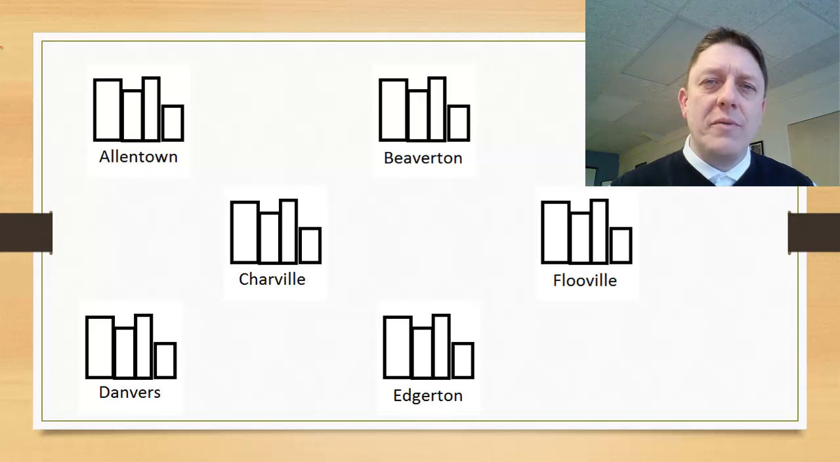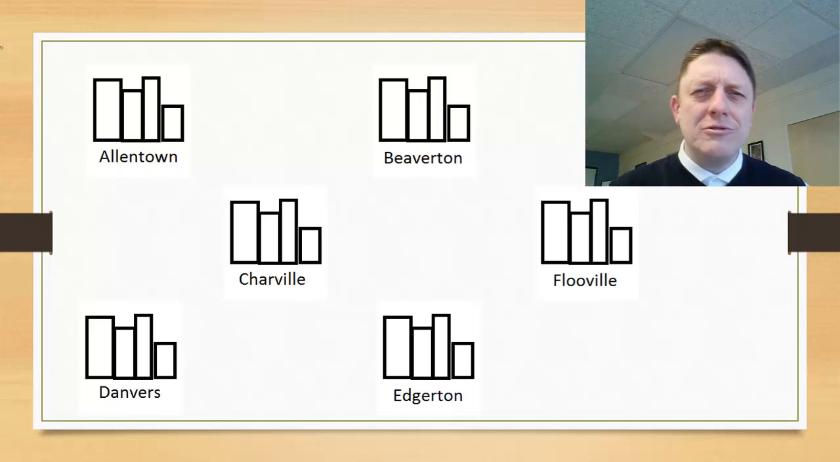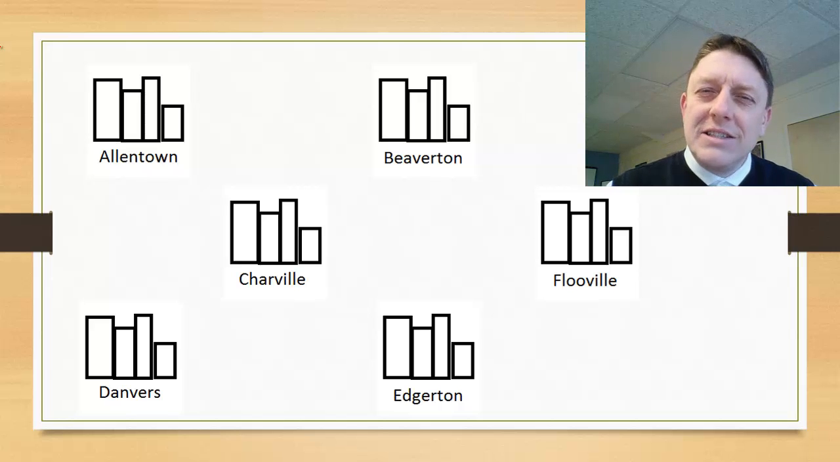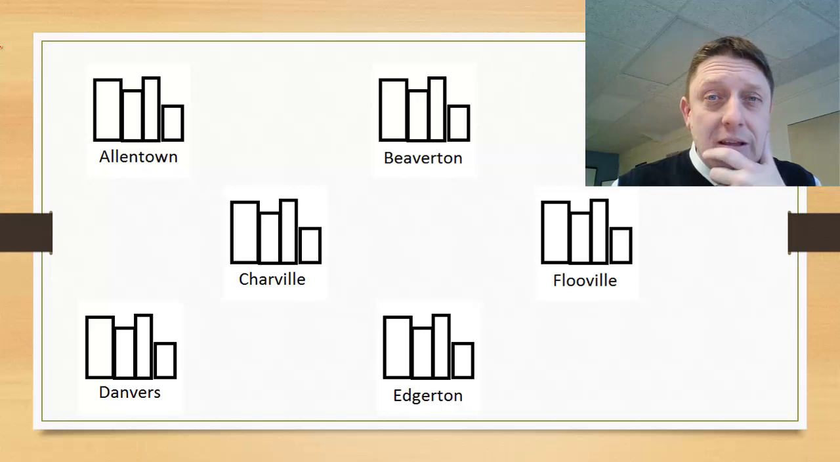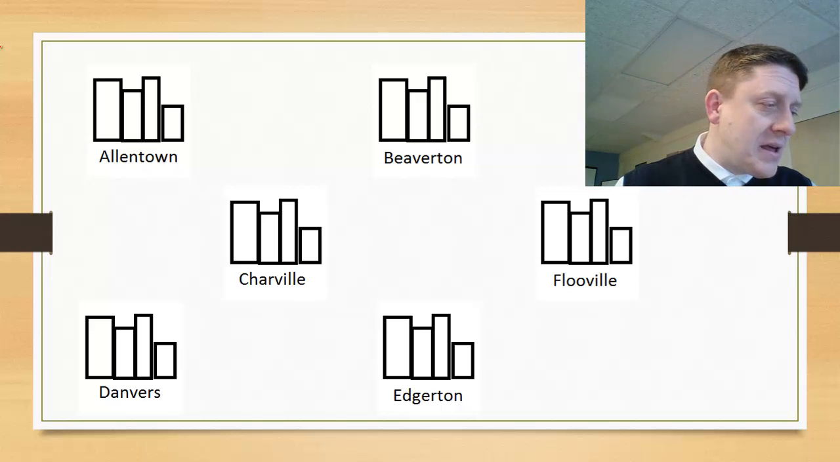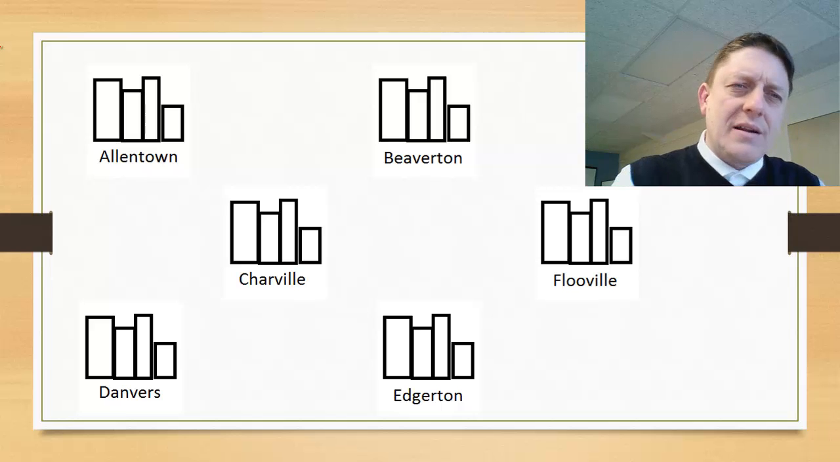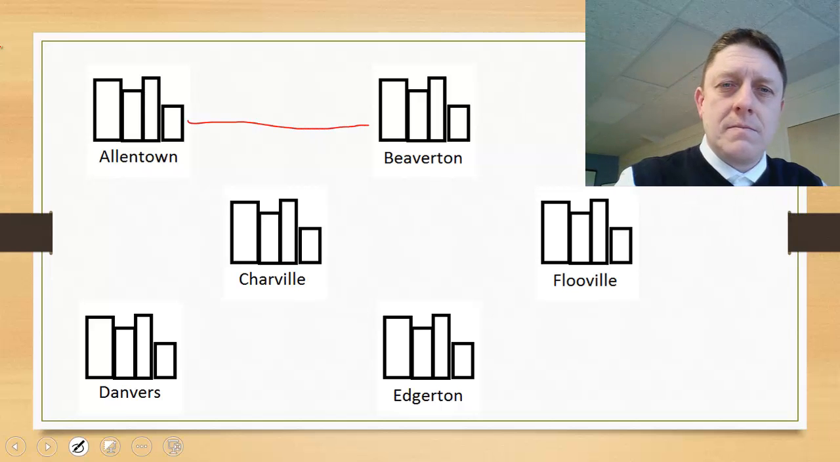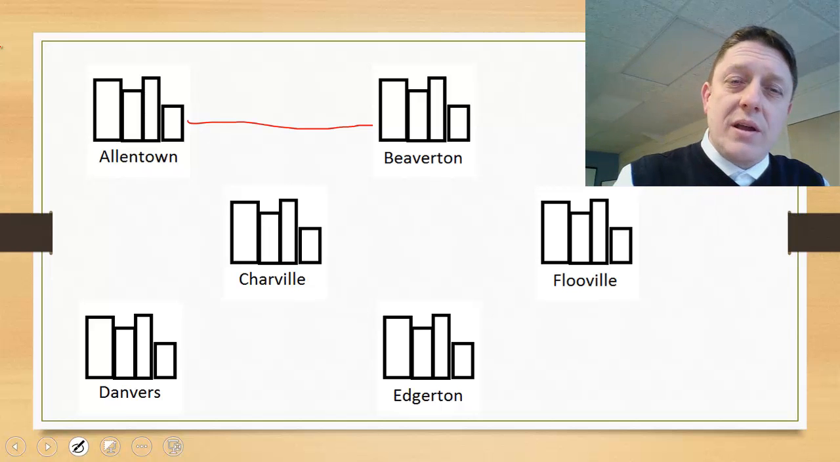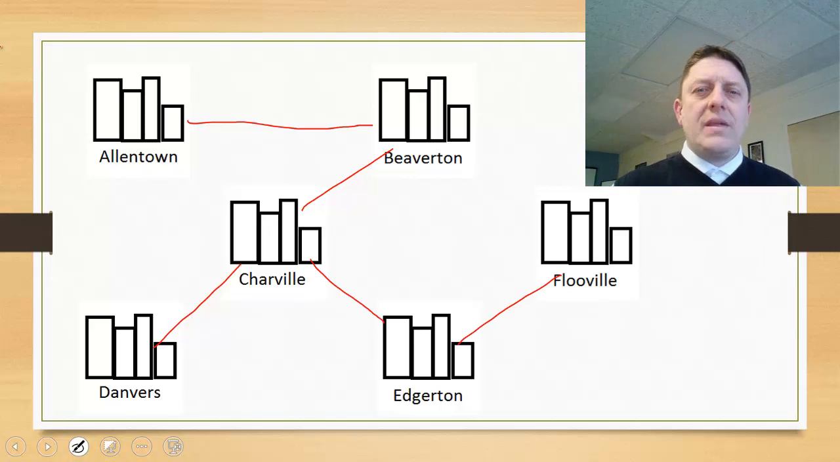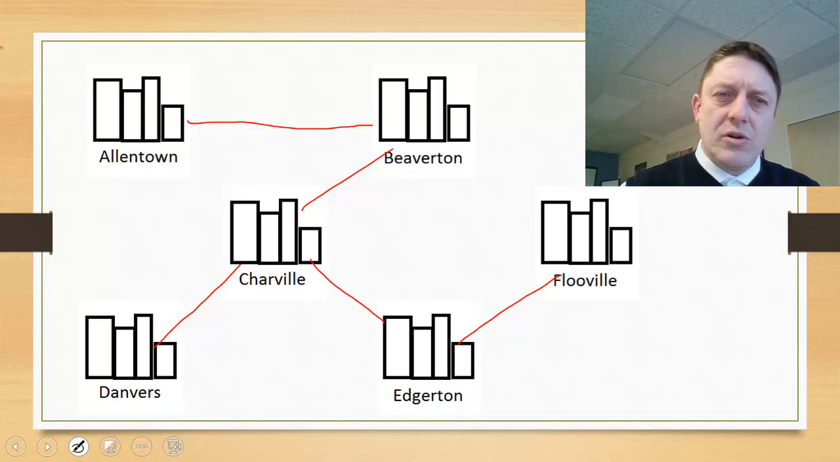Let's imagine for the moment that we're not talking about abstract nodes and lines. Let's talk about communities, places. The cities of Allenton, Beaverton, Charville, Danvers, Edgerton, and Fluville. And imagine they exist on a map in some state, some place where you might want to go someday. Imagine that they're equally spaced, just to make it simpler, and that there's a series of roads connecting these towns. One between Allenton and Beaverton, one between Beaverton and Charville, one from Charville to Danvers, one from Edgerton to Charville, and one from Edgerton to Fluville. So, now we have some cities, and we have some roads.